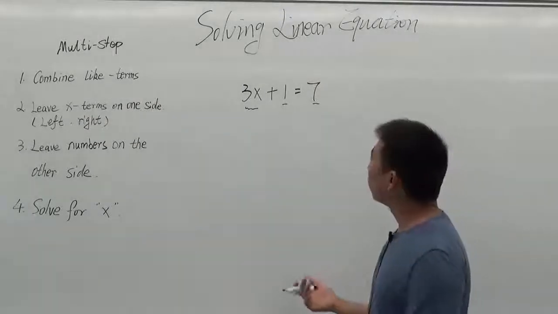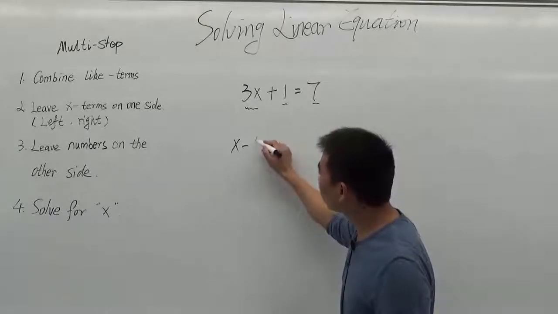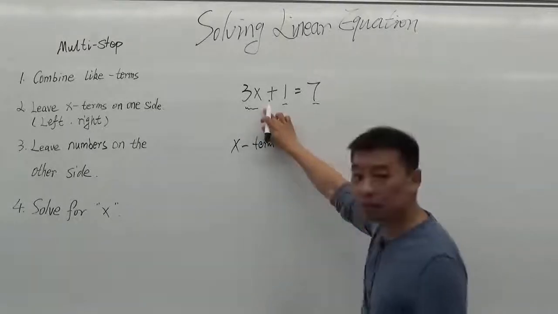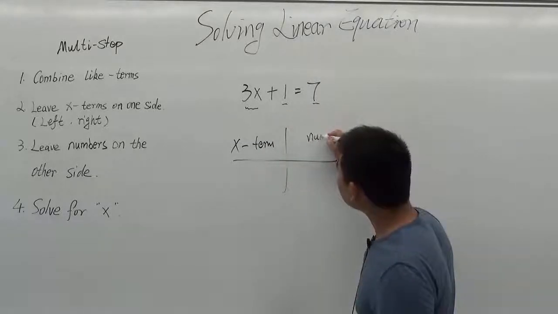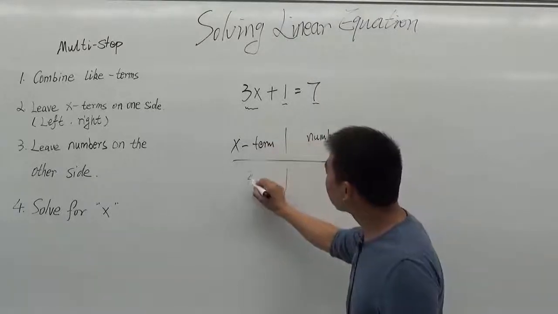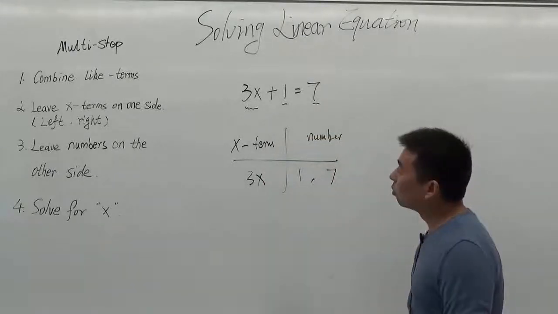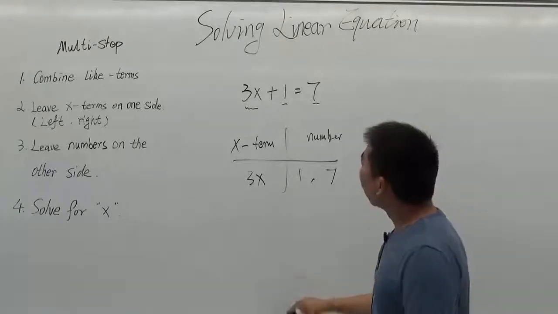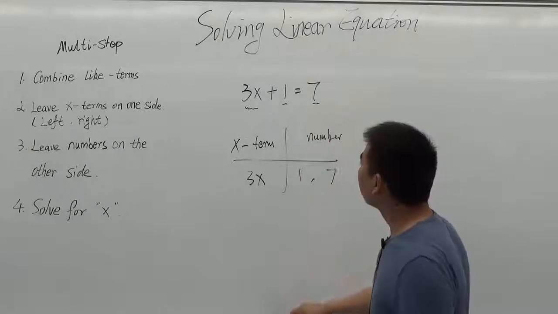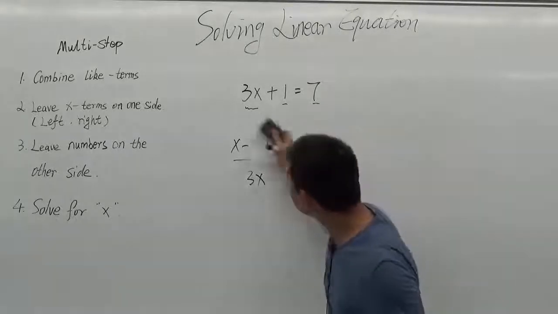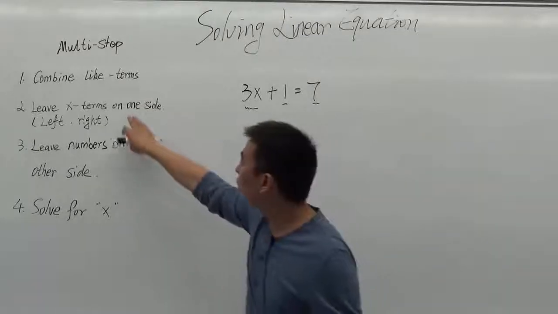In general, in linear equations there are two types of like terms. One is the terms that have x, like here 3x. That's a term that has x, and then the other one is numbers. As you can see here, 3x, and here are the numbers 1 and 7. Those are different types of terms. But 1 and 7 are on different sides, so you cannot combine them. So we just skip this step.